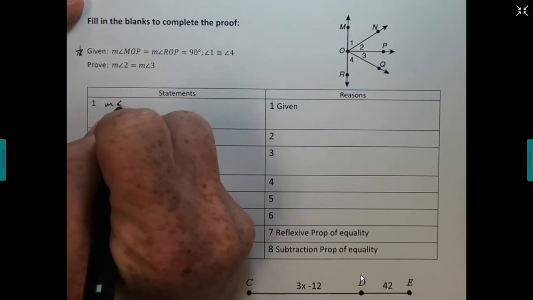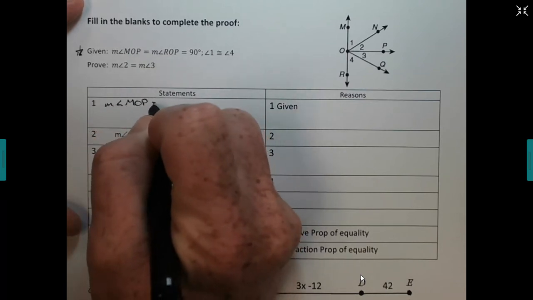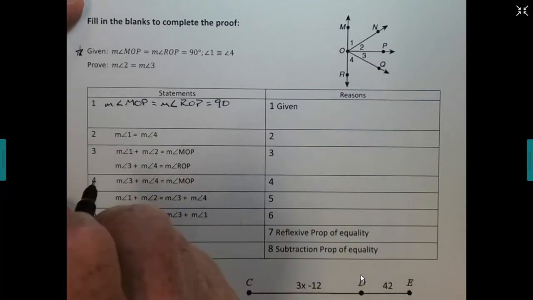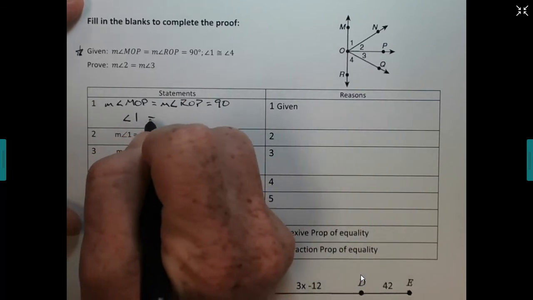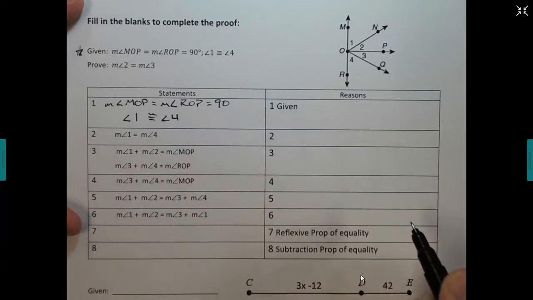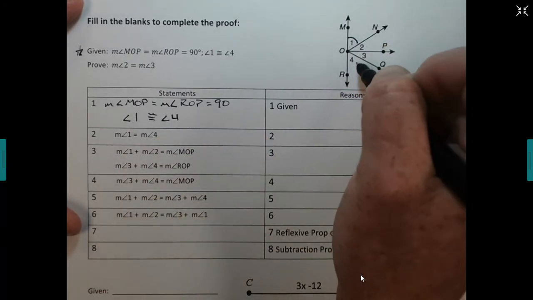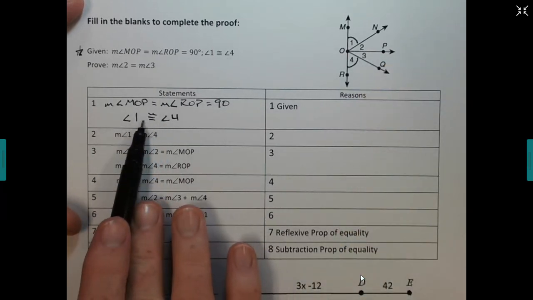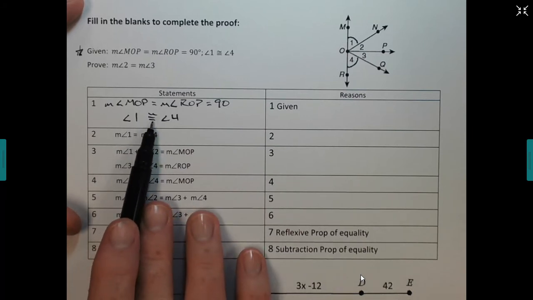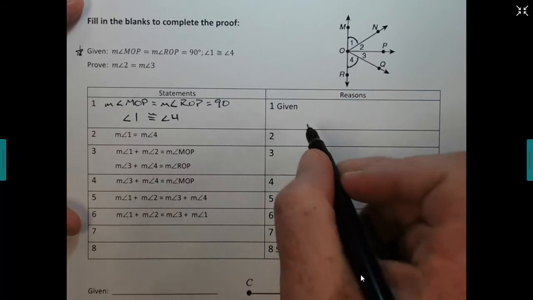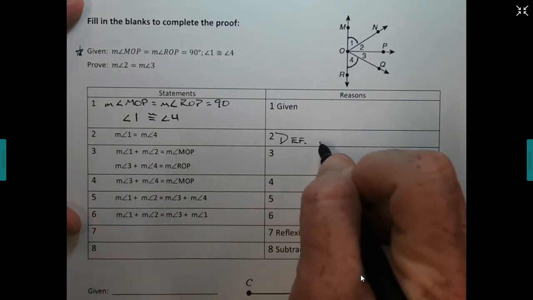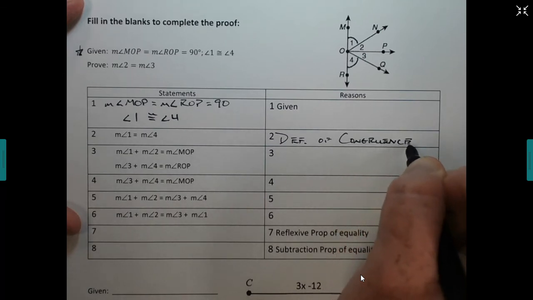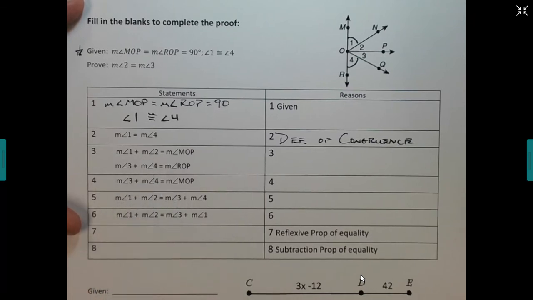The measure of angle MOP equals the measure of angle ROP, and they both equal 90 degrees. Also, angle 1 is going to be congruent to angle 4. So even on the diagram, I'm going to kind of make a note. We've said angle 1 and 4 are the same. Well, step 2. Those two look a lot alike. I can switch in between congruence to saying that their measures are equal. That's what the definition of congruence says. If they are the same object, then their measures are equal, and we can start to talk about equations.